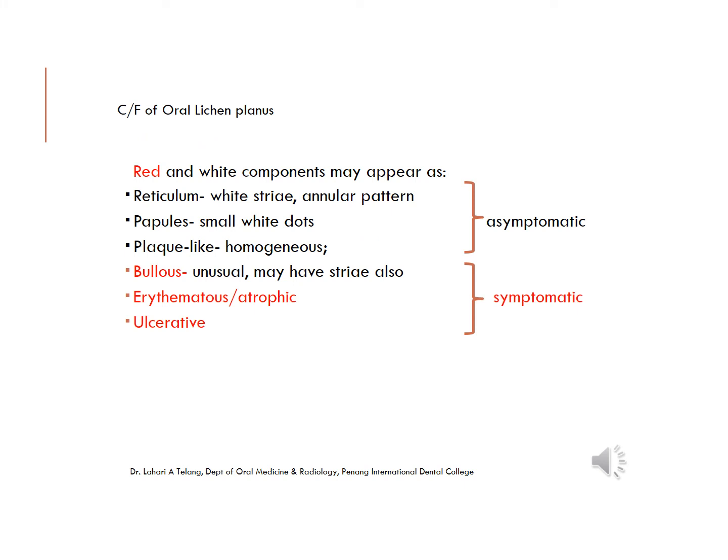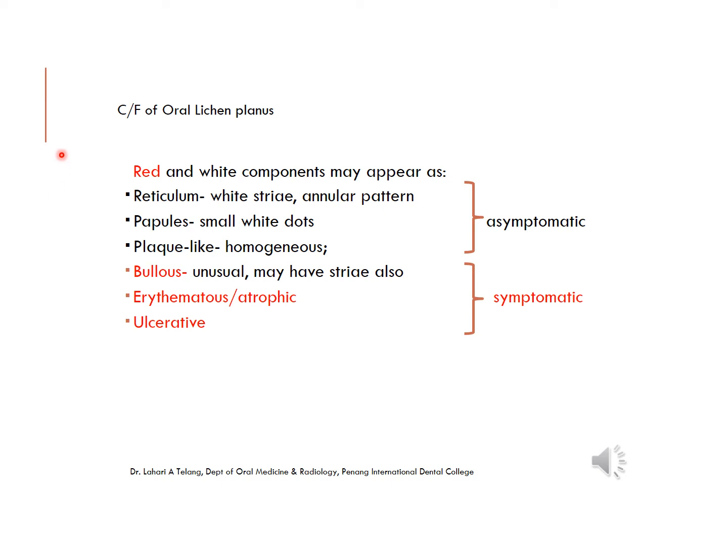The clinical features of oral lichen planus, there are generally 6 types. Don't confuse them for histopathological features. These are classically clinical features, right? So you have both red as well as white appearing oral lichen planus. They are classified as reticular type, where you see white striae or in an annular pattern. Papules, which are small white dots, also called papular. Plaque-like. Don't confuse plaque-like lichen planus with leukoplakia. That's entirely different. Leukoplakia is a different disorder. We're not talking about it yet.